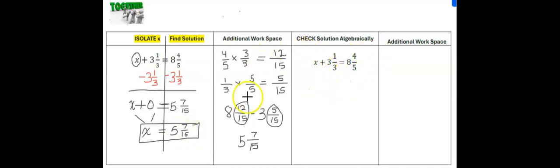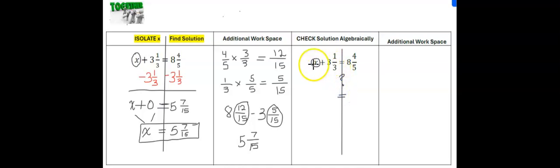Now we need to check our solution. So we're going to take our 5 7/15 and we're going to put it in here. Draw your line down your equal sign, neat as you can, right through it, and put that question mark in. Because we're saying, hey, we got to make sure that our solution is correct. That's a terrible question mark. Do that again. There we go.